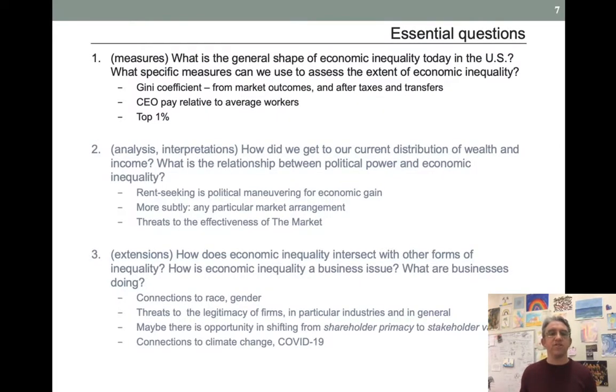All right, let's look at a few essential questions. I won't read the grayed out ones below. We'll take a look at those in parts 2 and 3. But in part 1 here, the real question is, what is the general shape of economic inequality today in the United States? And what specific measures can we use to assess the extent of economic inequality? We'll focus here mainly on the Gini coefficient, but we'll also dip into CEO pay and the share of national income going to the top 1%. Now, I say here I've focused on the United States because I live and work in the U.S., but I'll need to bring in some data from outside in order to provide a little more perspective as we go.